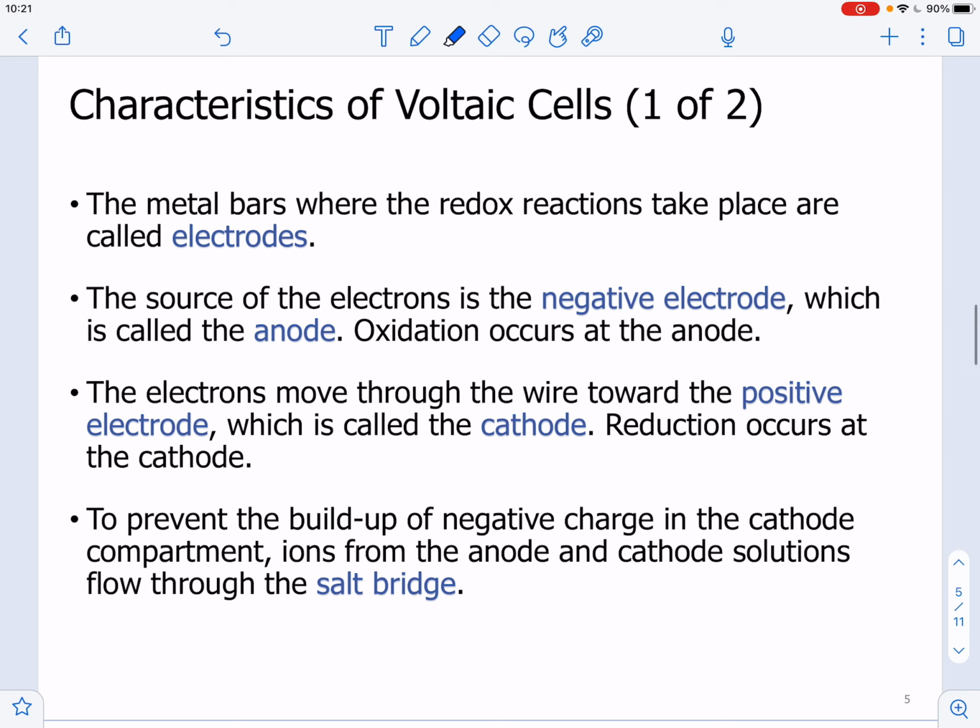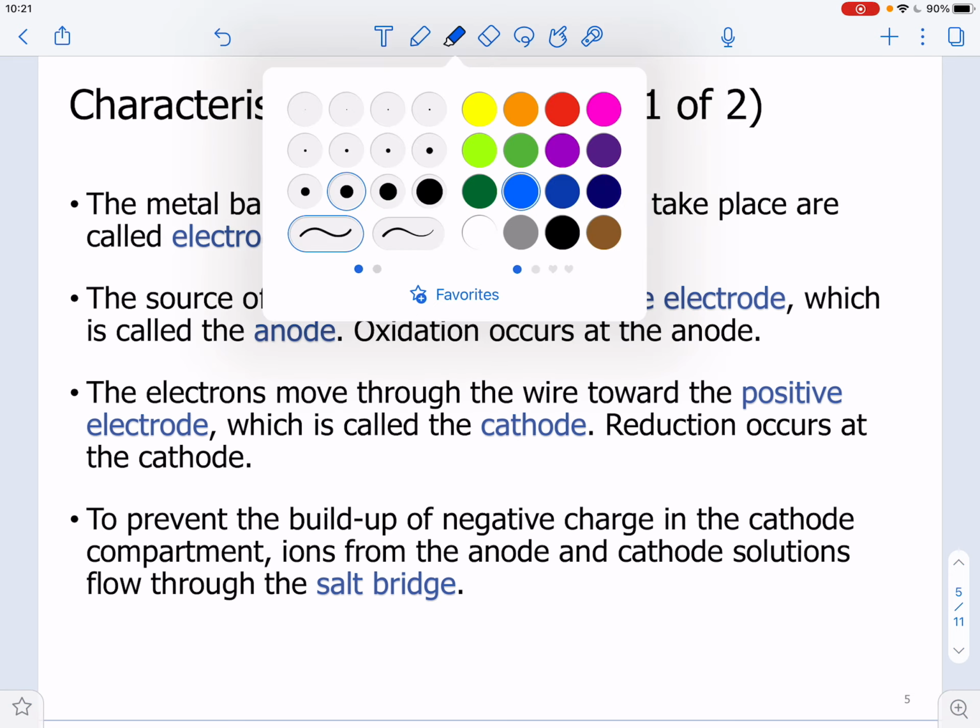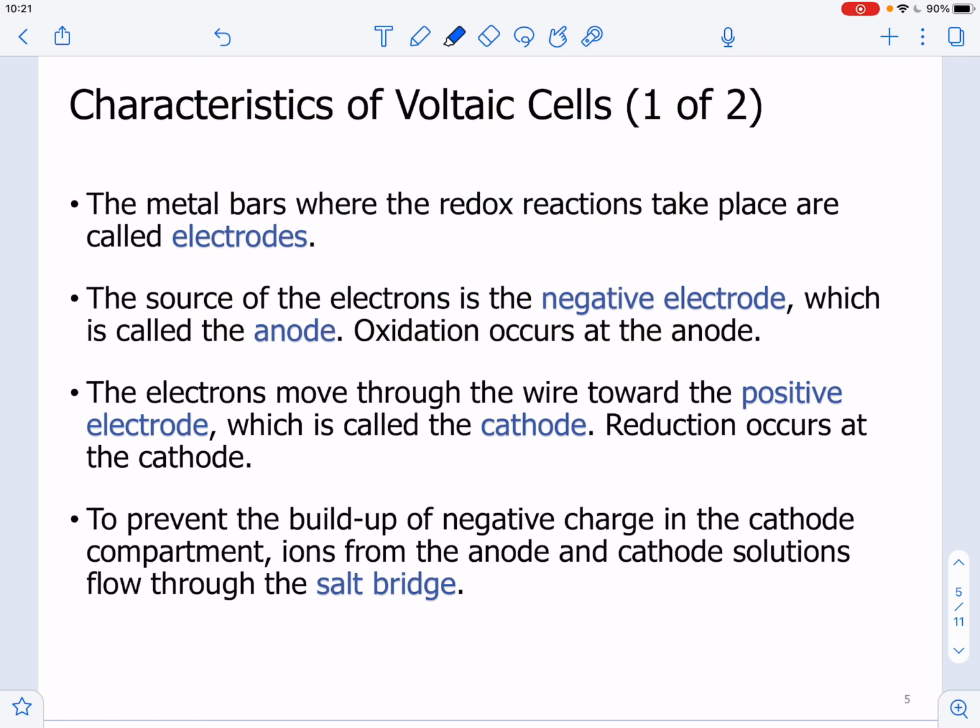As I said before, those metal bars in which you are either collecting the electrons or delivering the electrons, you call them electrodes. It's the surface in which the electron transfer actually happens. So the source of electrons is the negative one, that is the anode, usually on the left side. That is where the oxidation happens. The anode is negative because it's collecting the electrons that are being lost in the oxidation reaction.